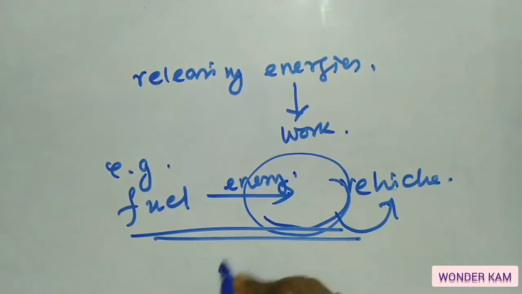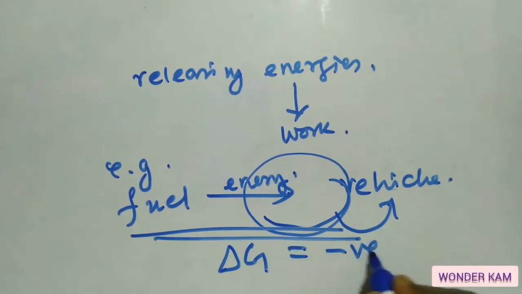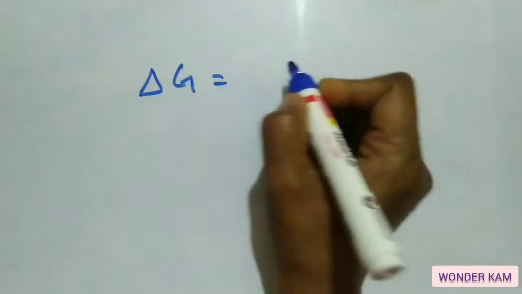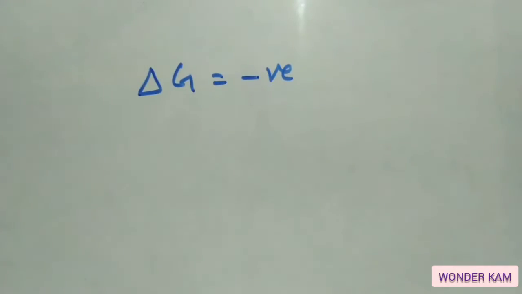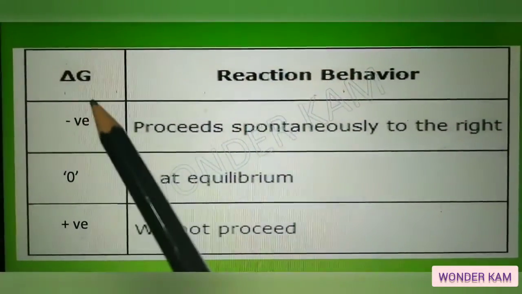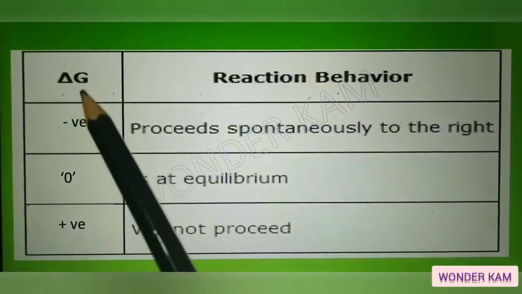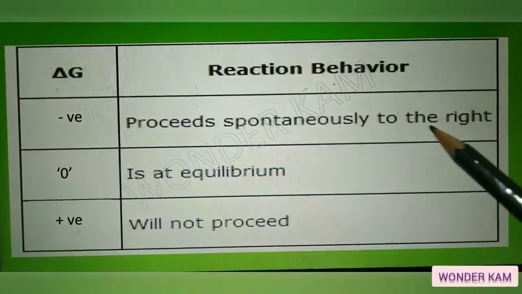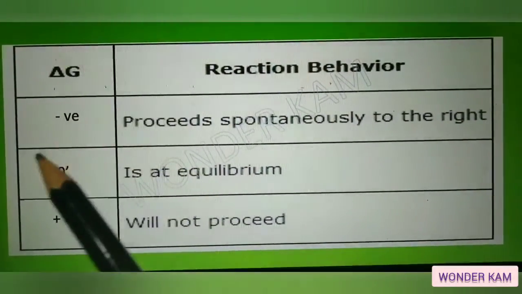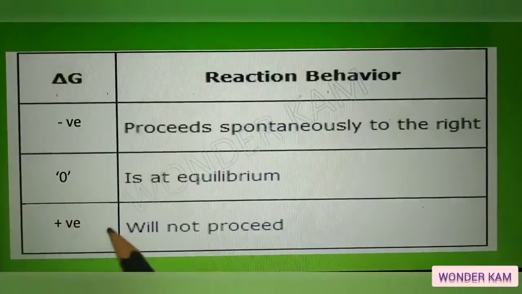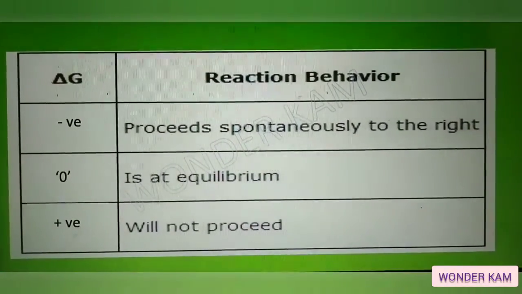So the spontaneous reactions release free energy when they proceed. So the sign of delta G is always negative. So in a spontaneous process, delta G is always negative, or delta G is smaller than 0. Just have a look into this table where you would find the delta G and the reaction behavior. So when delta G is negative, reaction is spontaneous. When it is 0, the reaction is at equilibrium, and for the positive value of delta G, there would not be any reaction to happen.